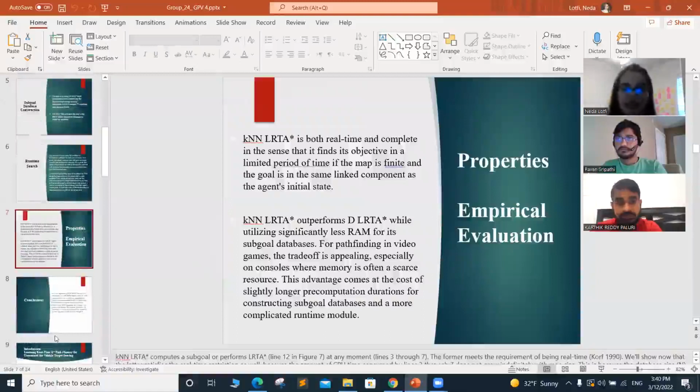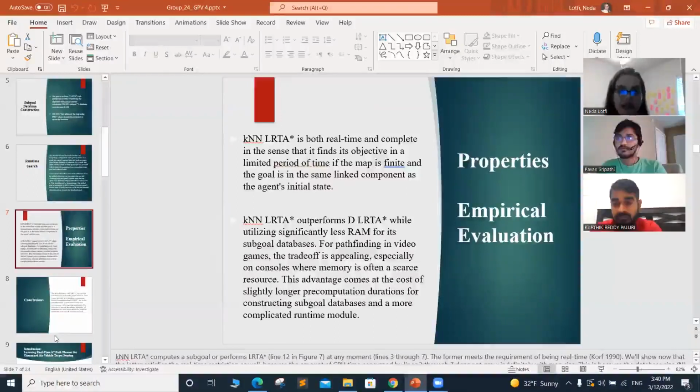Properties and empirical evaluation. kNN LRCA is both real-time and complete in the sense that it finds its objective in a limited period of time if the map is finite, and the goal is in the same connected component as the agent's initial state.